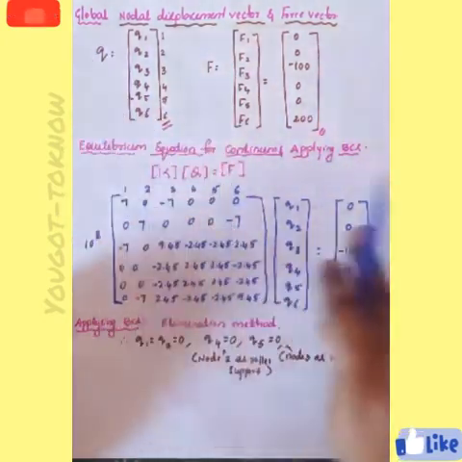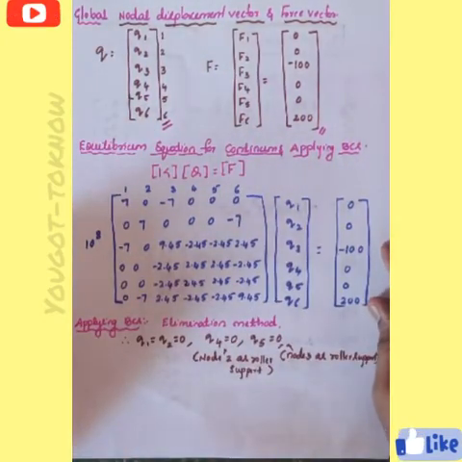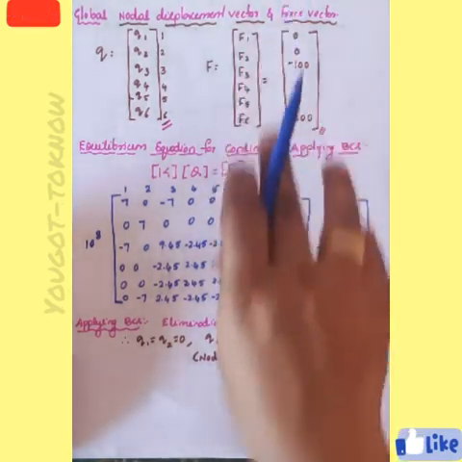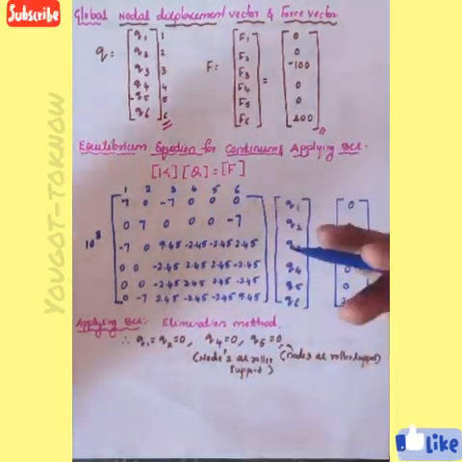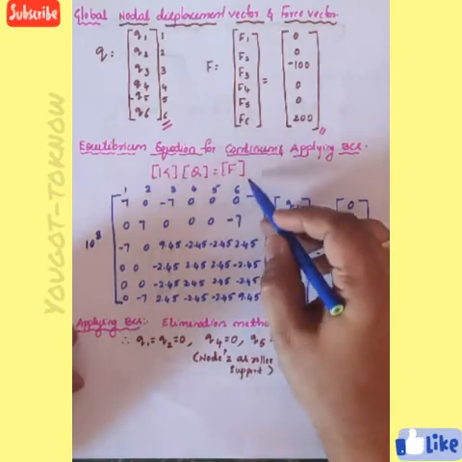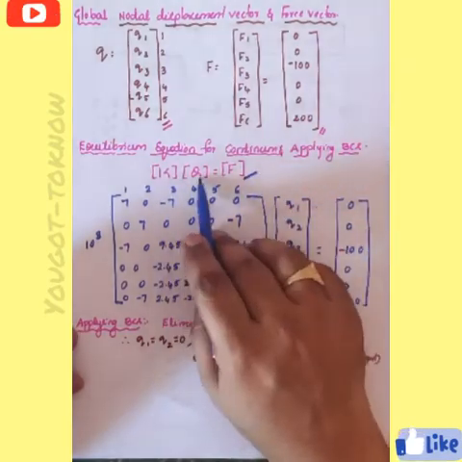Now this is your formulation of the global nodal displacement vector and force vector. After formulating this, what is the next step? Combine them, that means use your continuum equation. What is that equation? K into Q is equal to F.